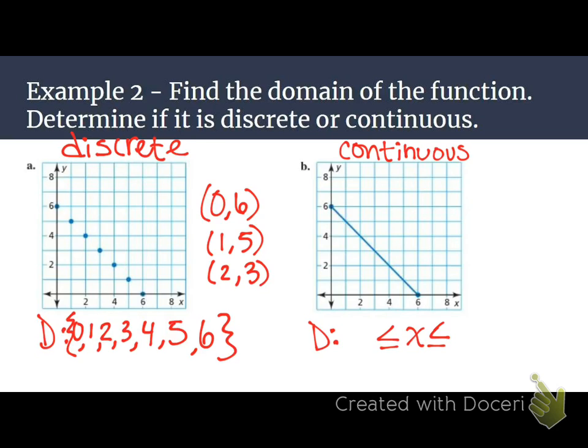What is the smallest x value that we have? 0, and the largest one is 6. So it goes from the same place to the same place, 0 to 6, but this one includes everything in between. This one only included the whole numbers. Not a whole lot different from what we've been doing, but we have to decide discrete or continuous. Questions on example 2, A or B? Okay.